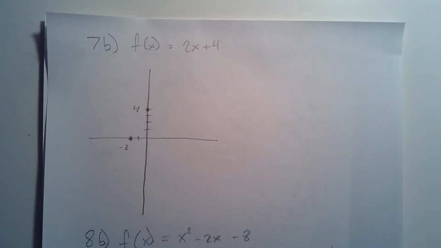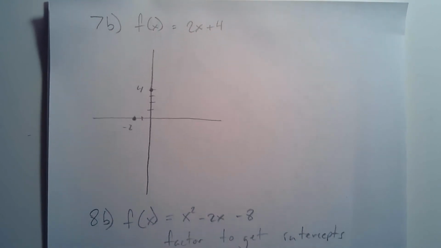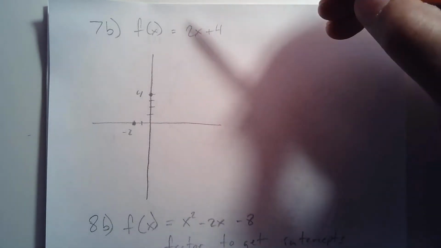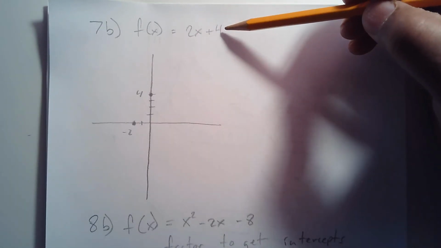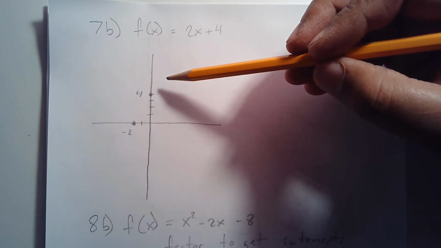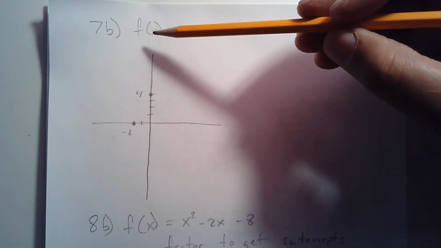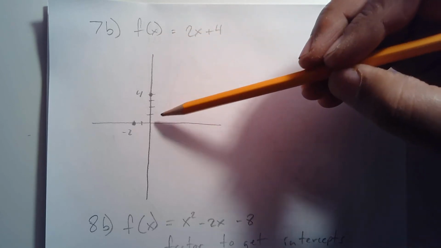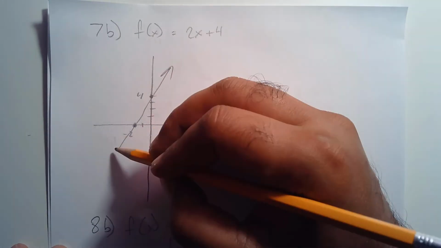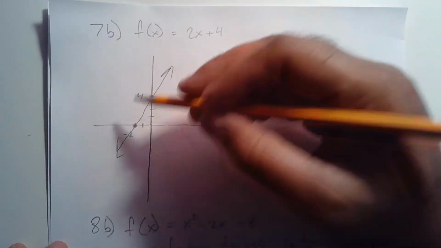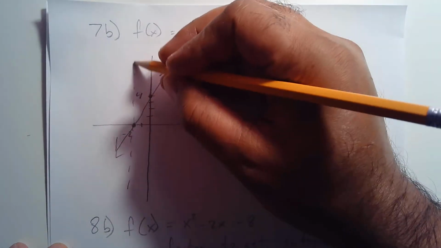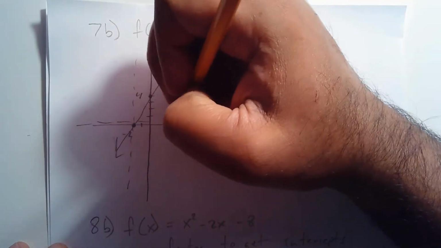Okay, let's look at the next one here. We've got 2x plus 4. Again, your slope here is 2. Your y-intercept is 4, so that's why you're here at 4. Your x-intercept is where y is 0, so that means x would be negative 2. So we can draw a line here. This is your vertical asymptote at negative 2, and then your horizontal asymptote here.